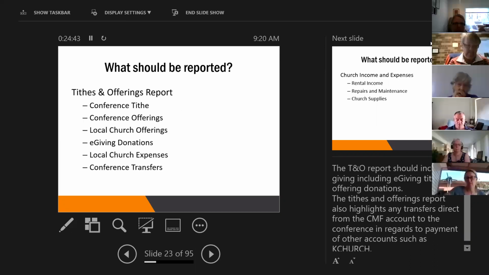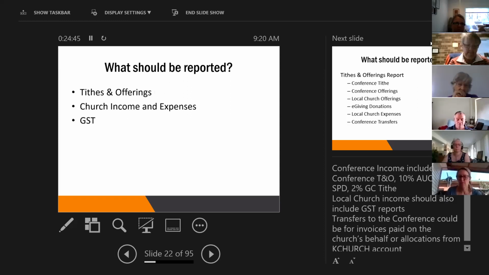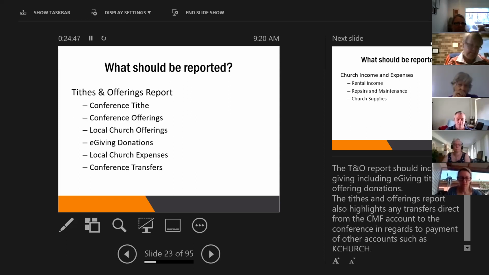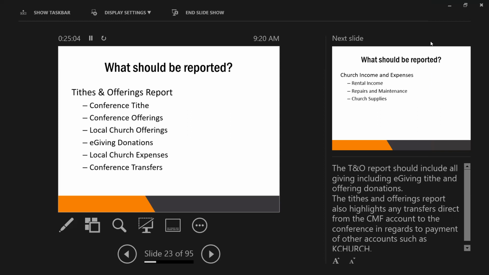Documents that need to be submitted to the conference. We require, if you have any local bank accounts, copies of the bank statements and the GST report with invoices and receipts attached, ideally in order.